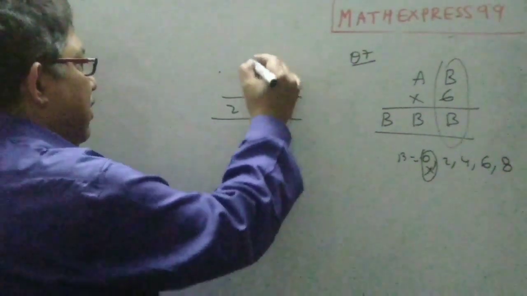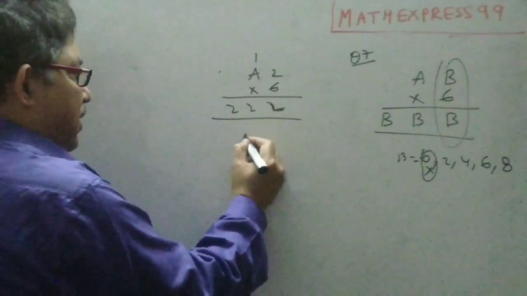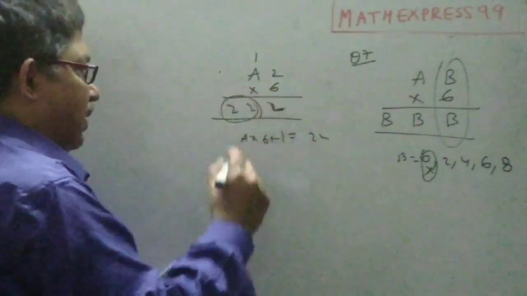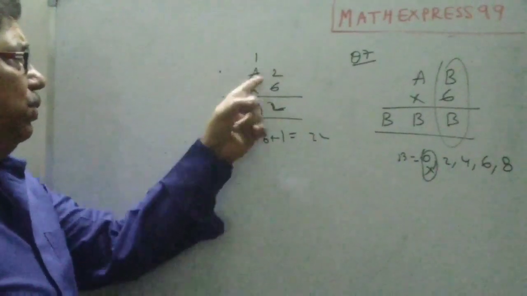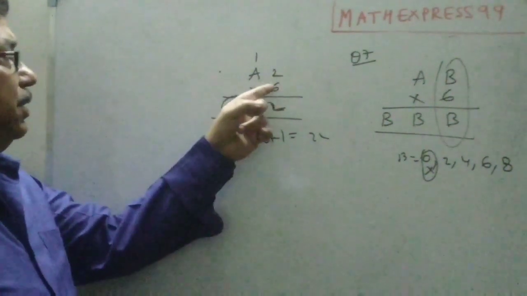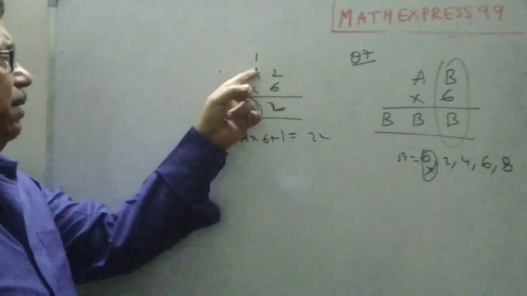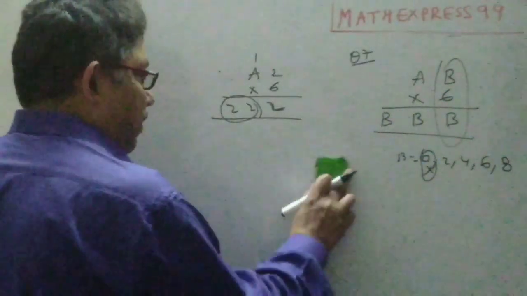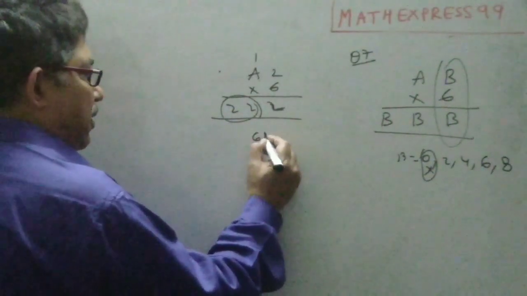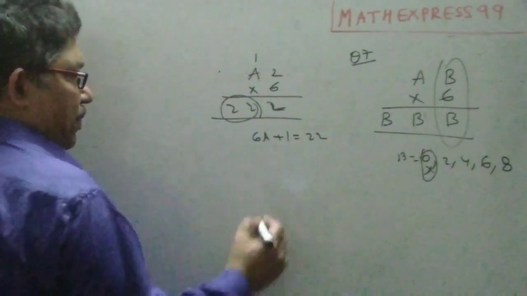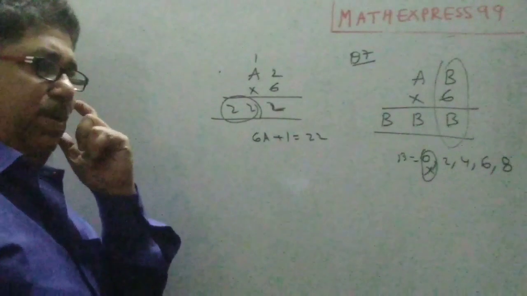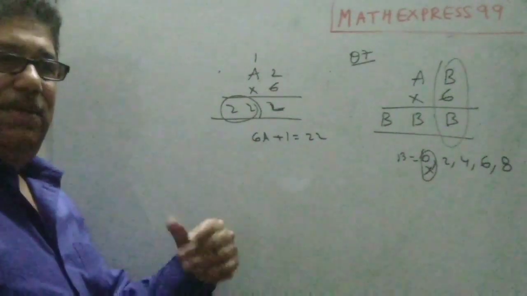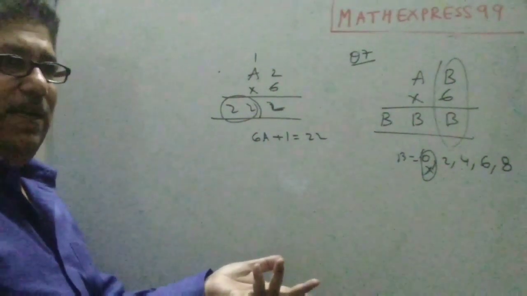A into 6 plus 1 should be 22. See how? 6 into 2 is 12. 6 into A plus 1 should be 22. So 6A plus 1 is 22. Now is it possible that multiple of 6 you add 1, you will get 22? The nearest multiple is 18, so if you add 1, will you get 22? You will not get 22. So again, this is also rejected.